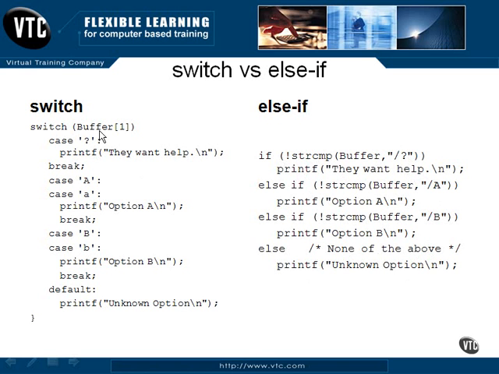We switch on buffer sub 1. Remember, buffer sub 0 has this slash in it, and buffer sub 1, the next character over, has this question mark or an A or a B or something we don't know. So we are going to switch on just the one character and skip over the slash. If, that's how you read this, if this, in case this buffer 1 is a question mark, printf, they want help. Just like we did here.